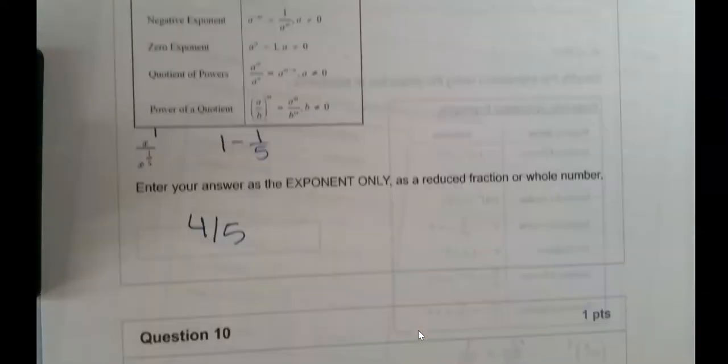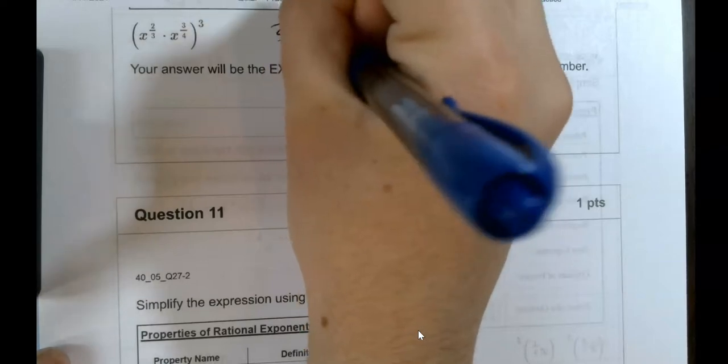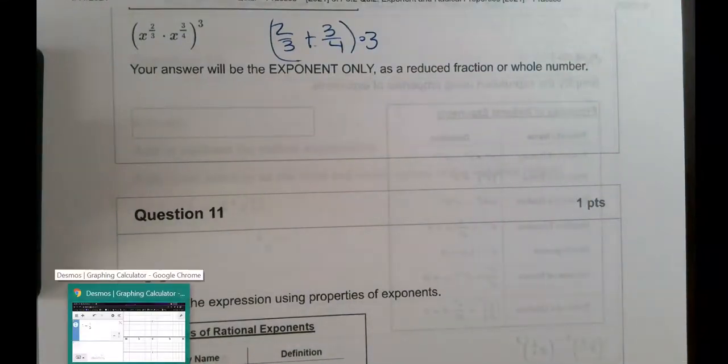Number 10 wants me to simplify again, and it's off this page. I have x to the 2/3 times x to the 3/4 to the 3rd power. What I want to do is add my exponents that are inside the parentheses, because they're being multiplied together. And then I'm going to multiply by a 3, because it is written at the end. Because it's outside the exponent.